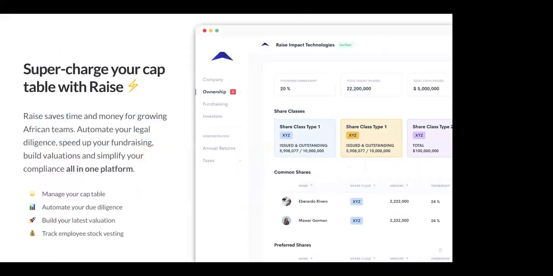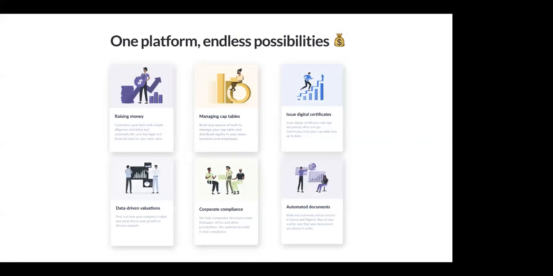So at Raise, what we do is provide one platform. You can sign up at getraise.io on our website. And in there, what you're doing is managing the cap table, keeping your stuff clean, keeping your documentation clean, making your fundraising process a lot easier, and building valuations for your companies.